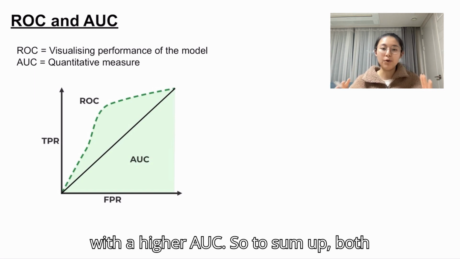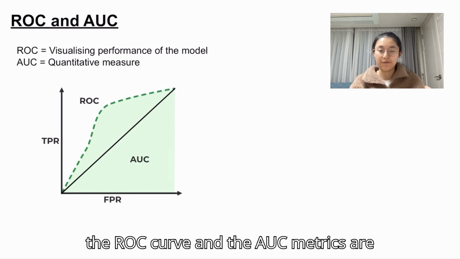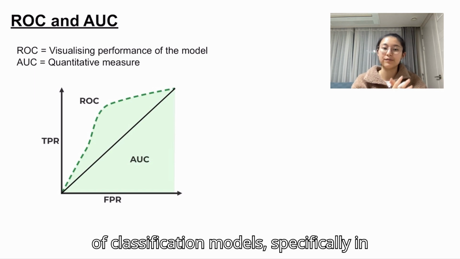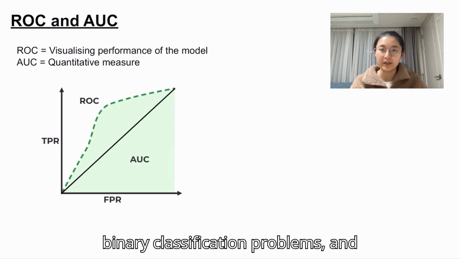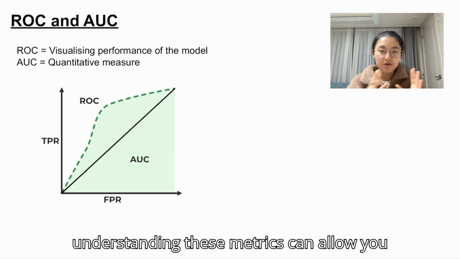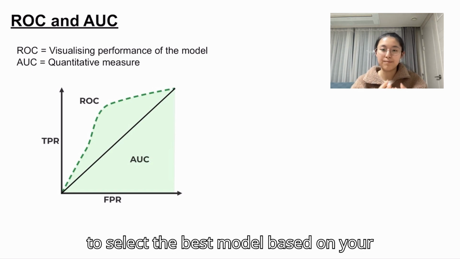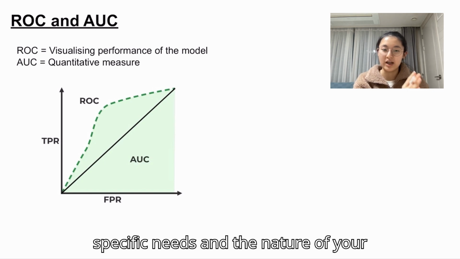So to sum up, both the ROC curve and the AUC metrics are fundamental to assessing the performance of classification models, specifically in binary classification problems. And understanding these metrics can allow you to select the best model based on your specific needs and the nature of your data.